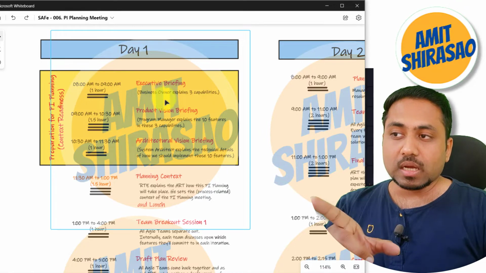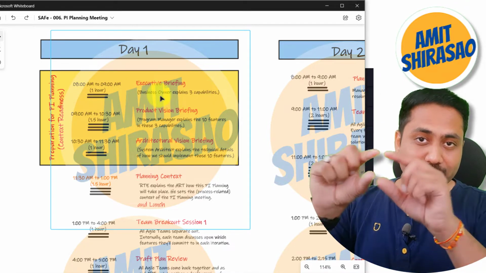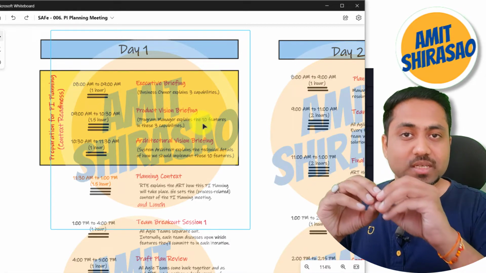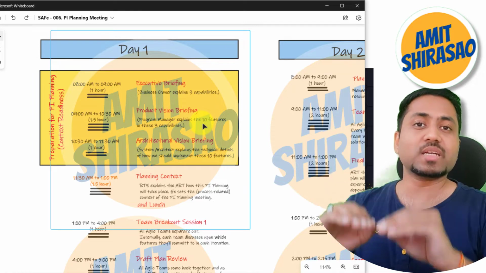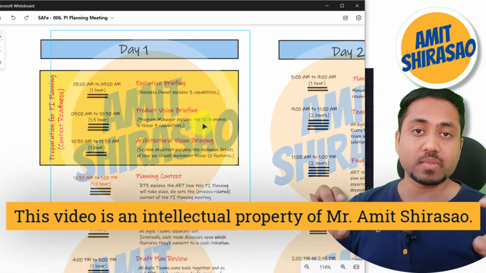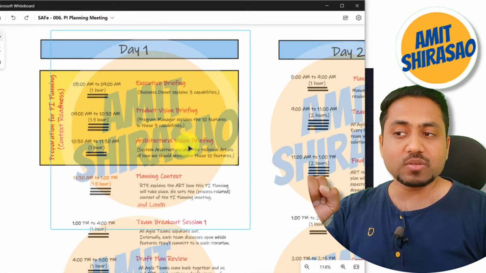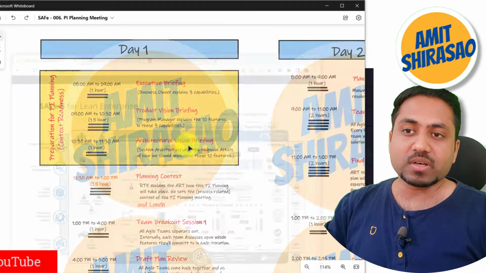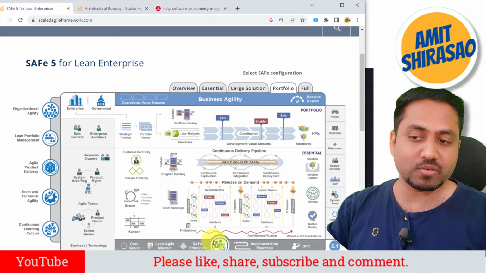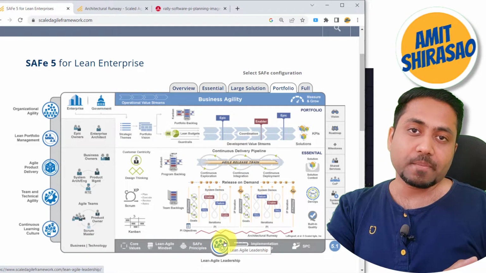In the executive briefing, the business owner explained those 3 capabilities. In the product vision briefing, your program manager explained those same 3 capabilities, but at the feature level. That means he is explaining those 10 individual features that make up those 3 capabilities. Then in the architectural vision briefing, the system architect or system engineer explains the architectural runway and how we are going to maintain it in this particular PI.